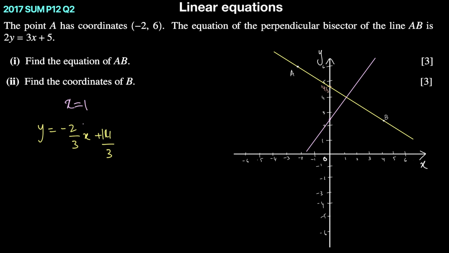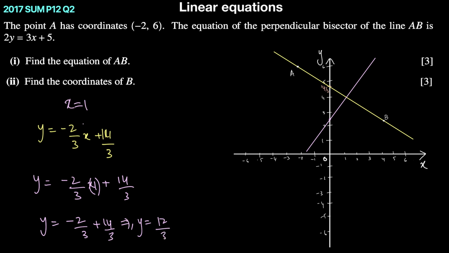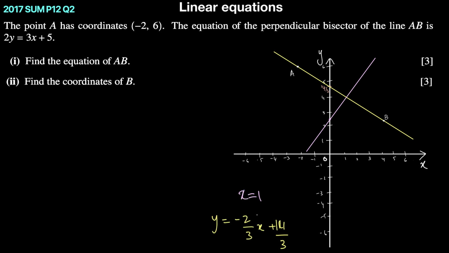So when I plug in x equal to 1, I get y is equal to -2/3 x + 14/3, and over here x is equal to 1. So I get y is equal to -2/3 + 14/3, which implies that y is equal to 12/3. So it is equal to 4. So the coordinates of the midpoint are (1, 4). So the midpoint of the line AB is equal to (1, 4).